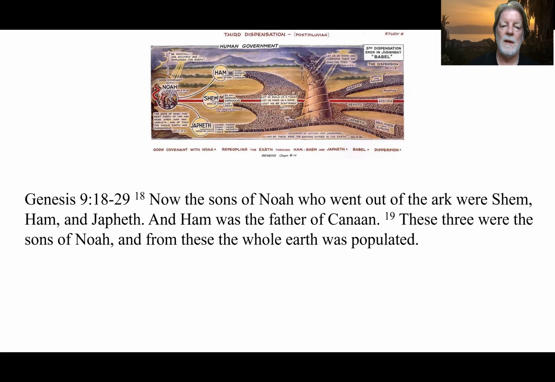Verse 18, now the sons of Noah who went out of the ark were Shem, Ham, and Japheth. And Ham was the father of Canaan. Canaan would be the son of Ham, so that would be Noah's grandchild. And these three were the sons of Noah, and from these the whole earth was populated. So here again, just a reminder that no human beings survived the flood except these 8 people. And I get the impression that Noah and his wife were finished with their childbearing time. So these 3 sons of Noah were responsible for repopulating the earth.